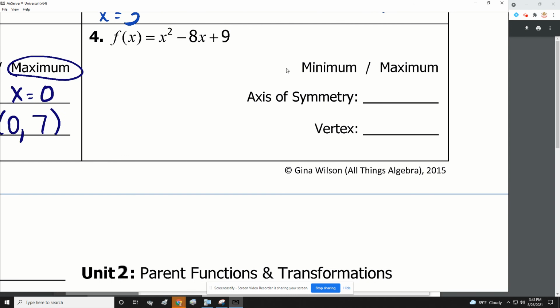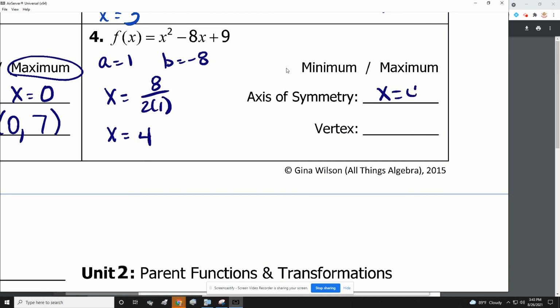All right, so one more. A is 1, b is -8. X equals the opposite of b over 2a. 8 over 2 is 4. Oh, I forgot the first part. A is positive, so this one opens upward, and we have a minimum.